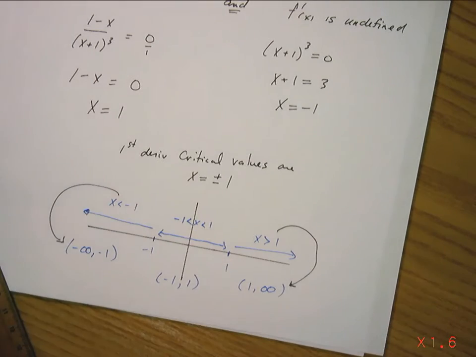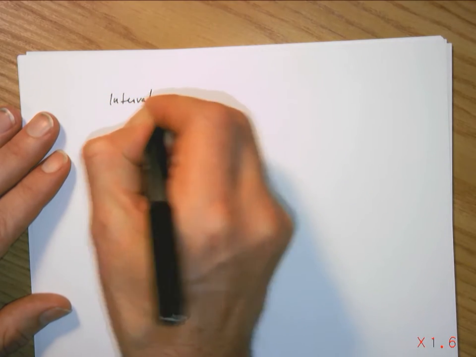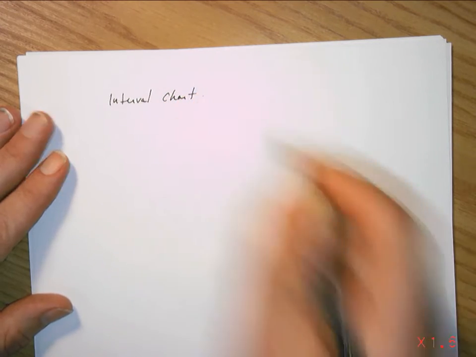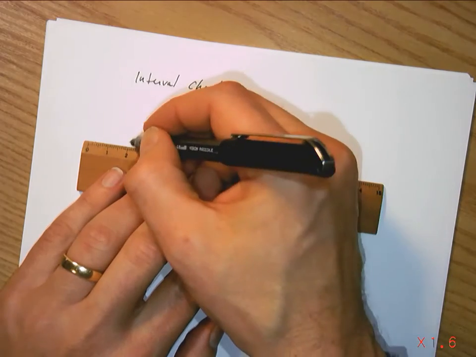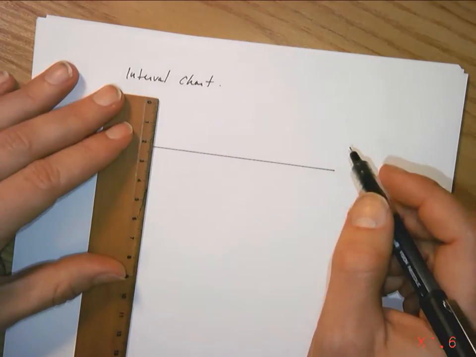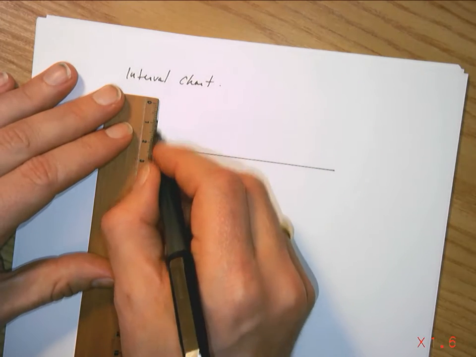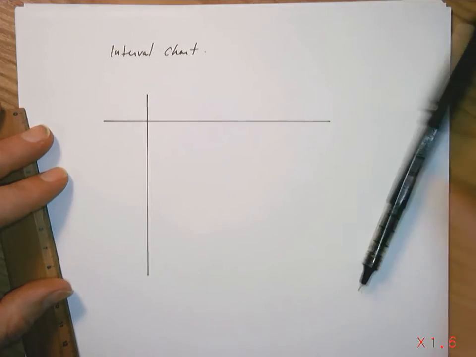Okay, so we've got our critical values. We know where it can change. What's important now is our interval chart. Now you have experience with interval charts, but your experience tells you when it's going to be above 0 or below 0. This is not that interval chart. This interval chart, first of all, let's set up our intervals.